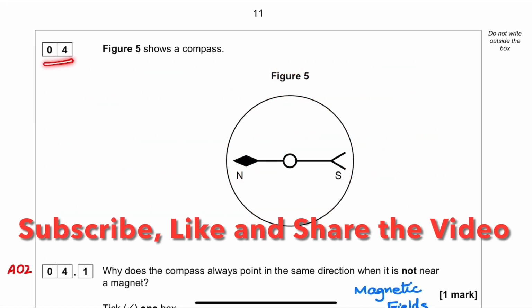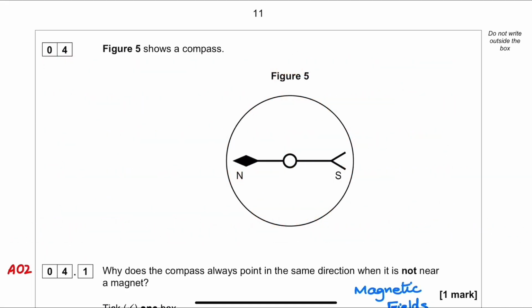Question number 4. Figure 5 shows a compass. The tip of the compass is showing the north pole of the compass. 4.1 is an AO2 question. Why does the compass always point in the same direction when it is not near a magnet? Even if the magnet is not present, the tip of the compass is pointing towards a specific direction.